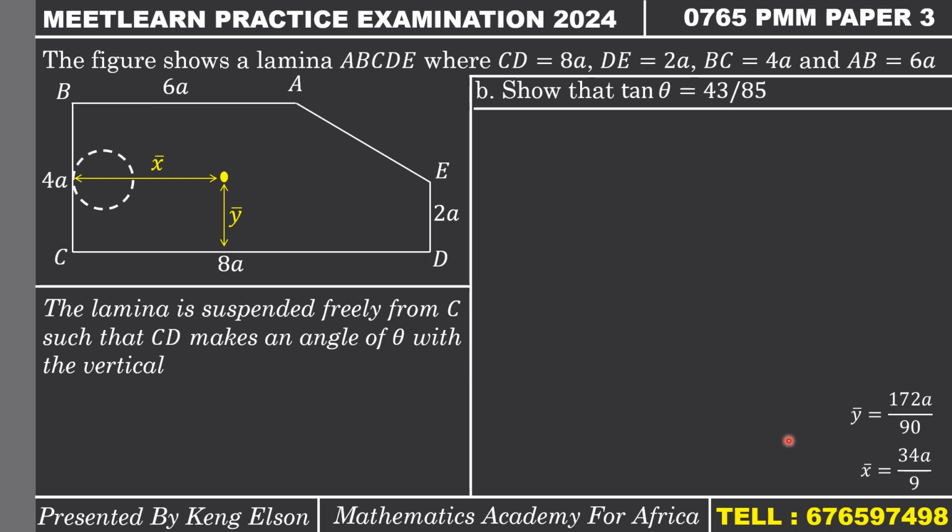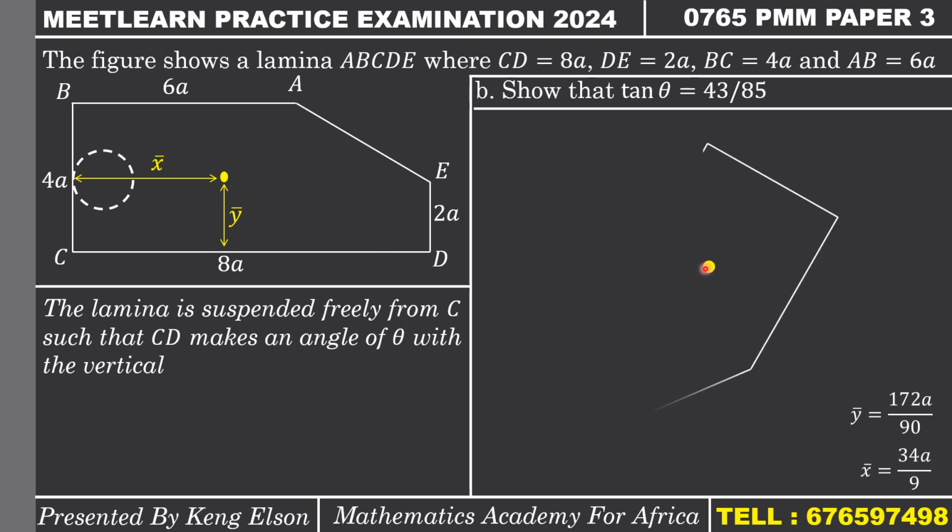Okay, now these are the previous informations we had. The question continues. The lamina is suspended freely from C such that CD makes an angle of theta with the vertical. Show that tan theta is equal to 43 divided by 85. So first of all, I would like us to draw what is happening.